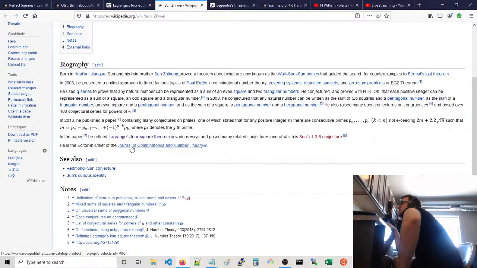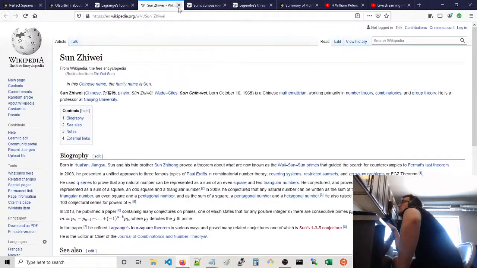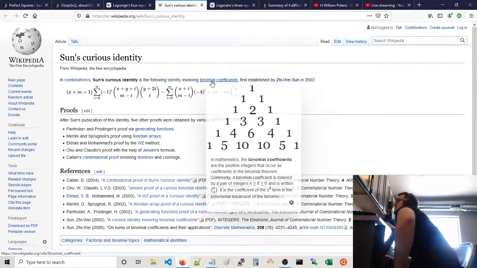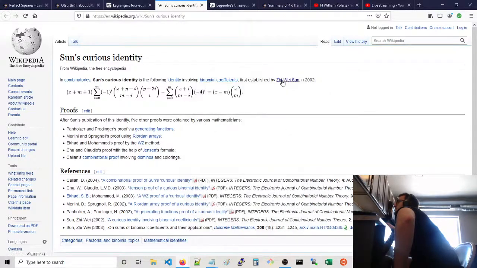Editor-in-chief of the Journal of Combinatorics and Number Theory. Sun's curious identity. The following identity involving binomial coefficients. It was established in 2002. This whole thing is equal to x minus m times x choose m.